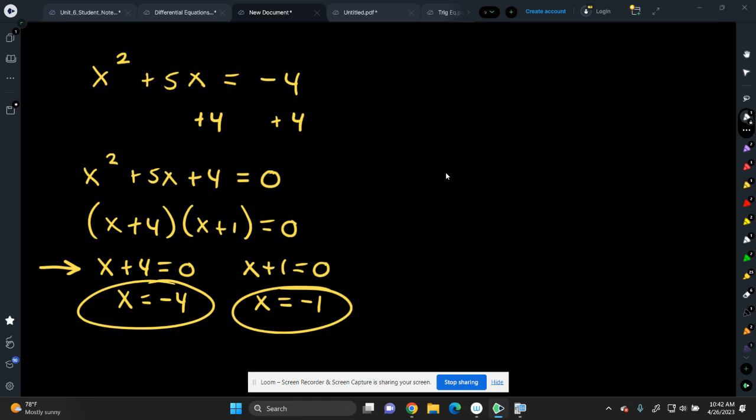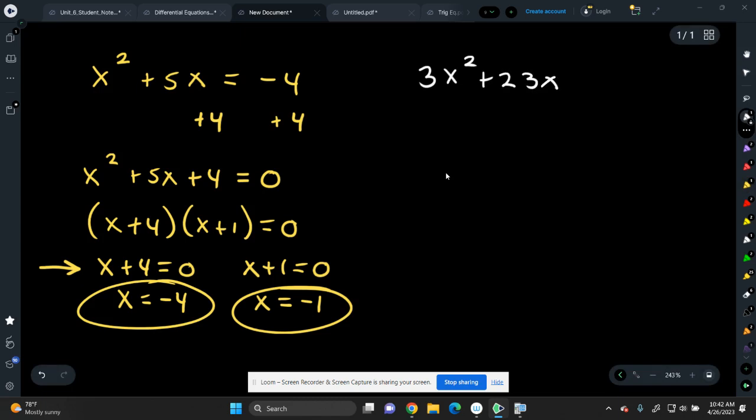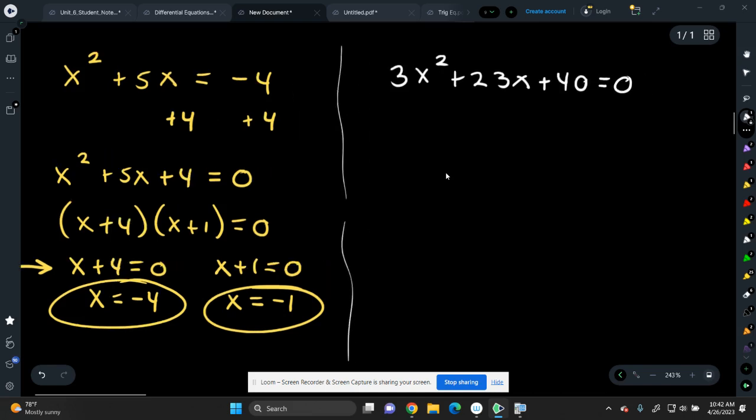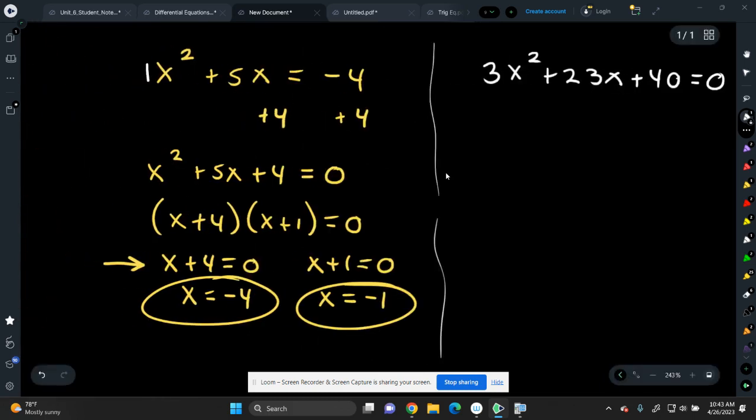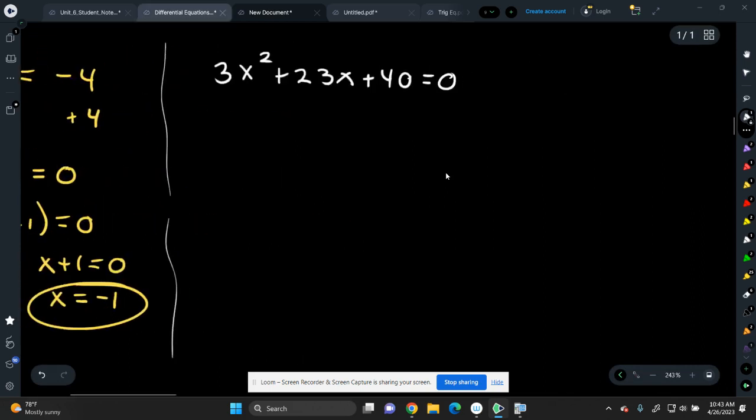Okay, now the factoring gets harder. For instance, let's look at this one. 3x squared plus 23x plus 40 equals 0. So this factoring, because there's a number in front of the x squared, because it's not a 1. See over here, this is a 1 here, right? Because this is not a 1, we have to use the Murray method, right? So we factor the 3x squared as 3x times x. We factor the 40. I'm going to try 8 and 5.